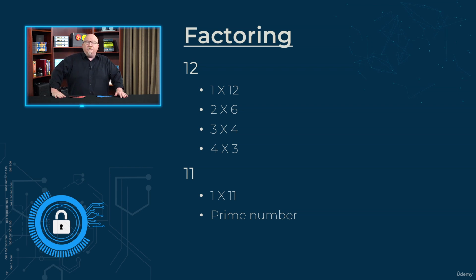But there's a lot of numbers out there that can only be factored by themselves. So for example, let's use the number, how about the number 11? The number 11 can only be factored by itself. So 1 times 11 is all we can do. 11 is what we call a prime number. It can only be divided by itself or by 1.